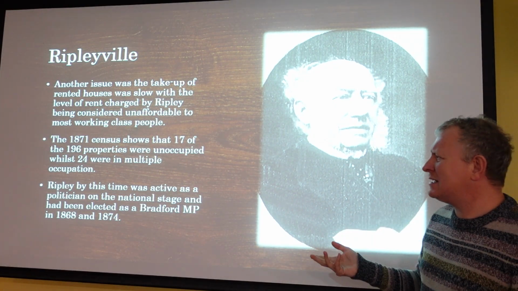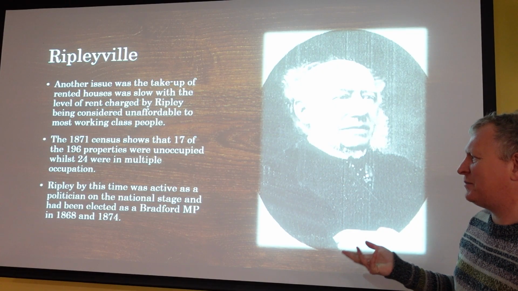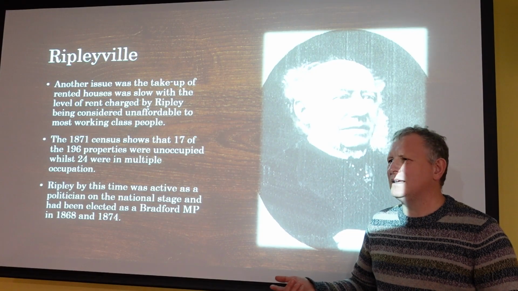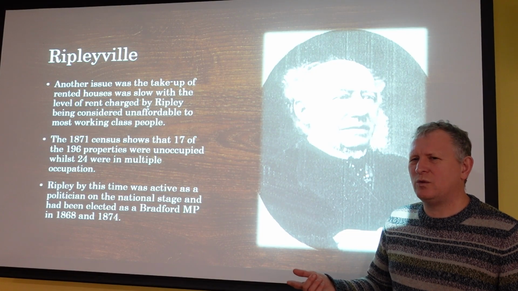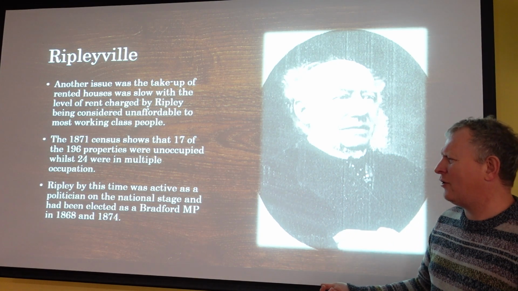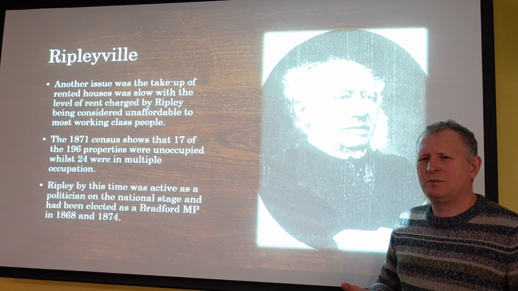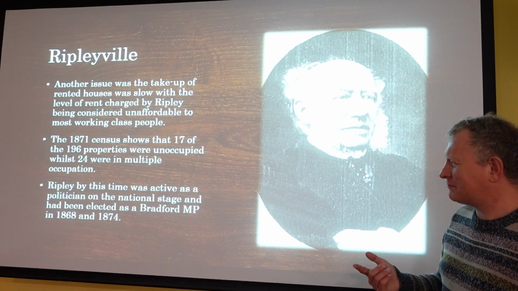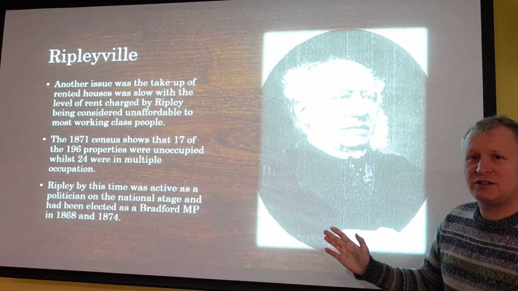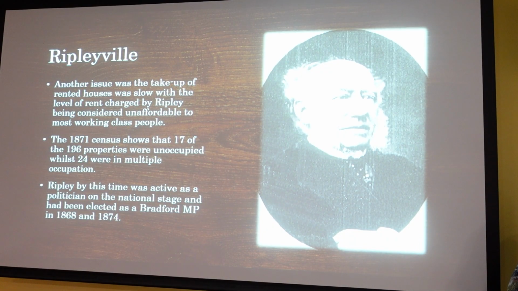Now, by this time, Ripley was active as a politician on the national stage. He'd been elected as a Bradford MP in 1868. I think that then got overturned by a petition. I'm not quite sure what the grounds were, but then again he was elected in 1874. I think he started off as a Liberal politician and then he went across to the Conservative Party. Anyway, his attention was far more on national politics at this time than it was about Ripleyville itself.